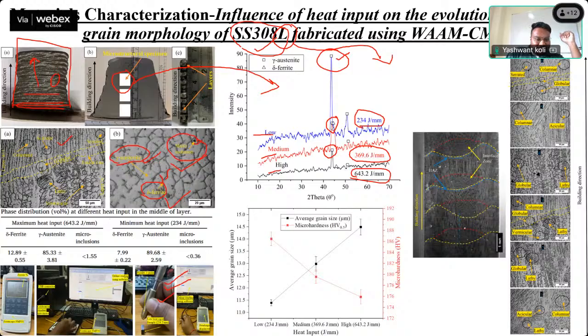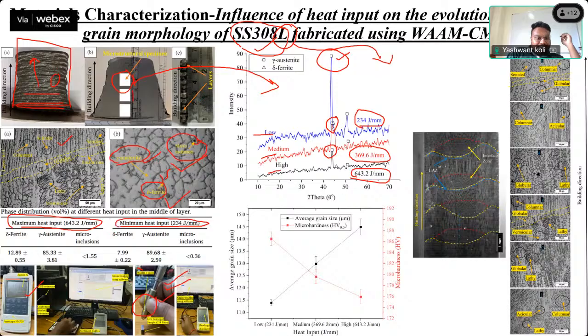This is the probe of the ferritoscope. We have to just touch it to the sample. I have taken the readings on the cross-sectional surfaces. This is the cross-sectional part. I have checked with the ferritoscope, and the values are there. You can see the values. This is for maximum heat input, and this is for minimum heat input.